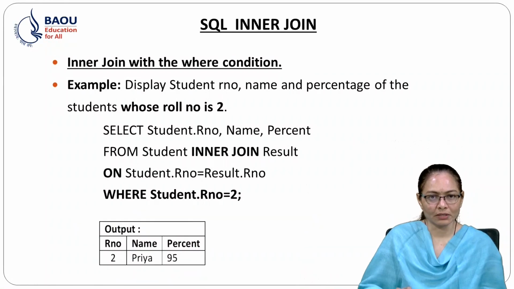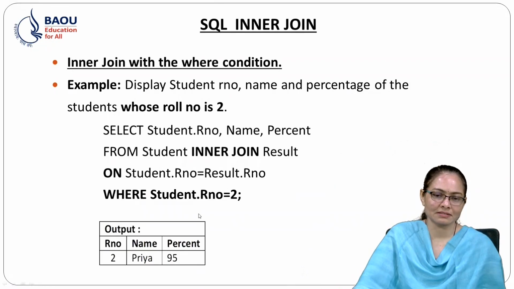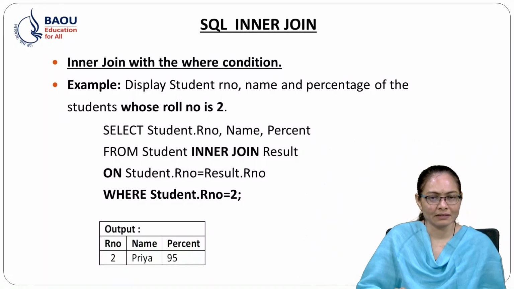See in the output, record number 2 is displayed. Without the where condition, 2 records are displayed, roll number 1 and 2, because in both the tables roll number 1 and 2 are common. But using the where condition, the result is filtered and only roll number 2 is displayed. So here the where condition contains only roll number 2, that's why it displays roll number 2. In the previous slide we saw roll number 1 and 2 displayed.